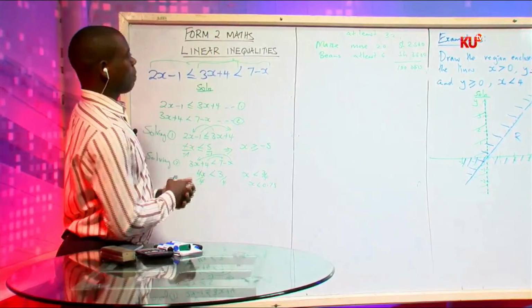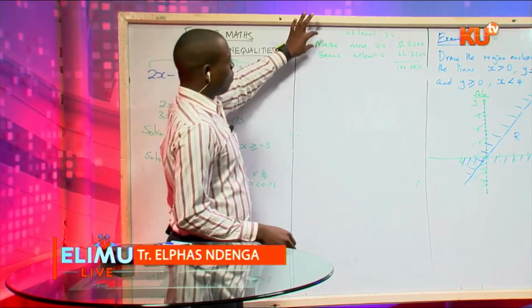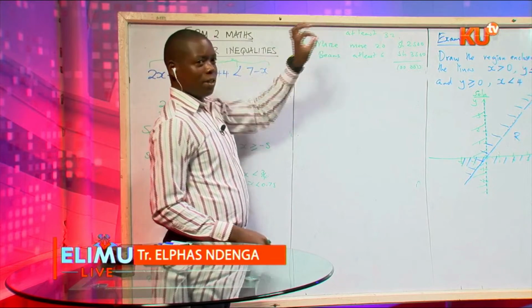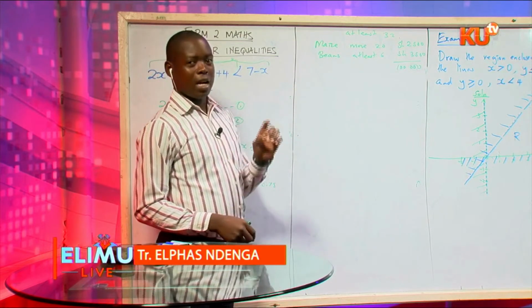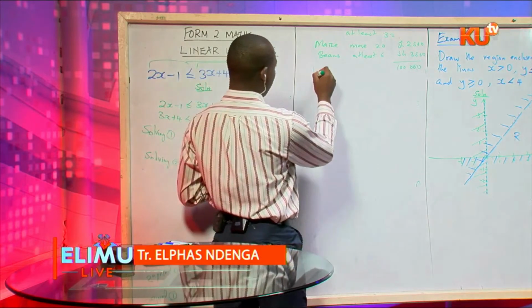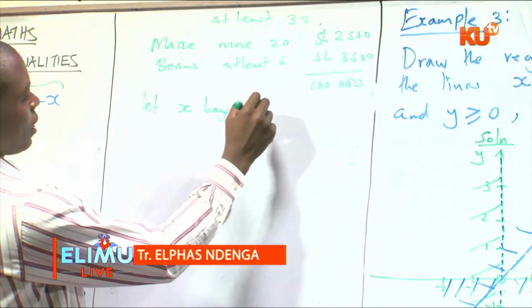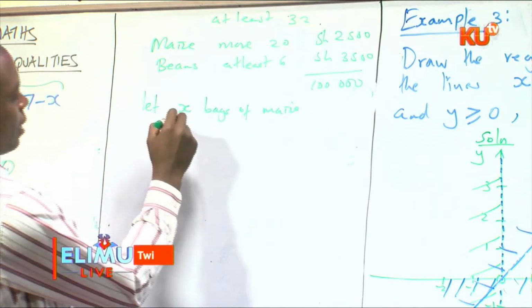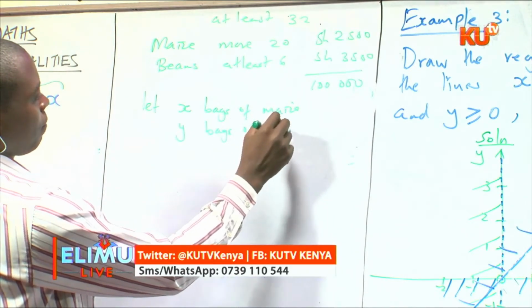So how do we work it out? A school is buying 2 products here. We have maize and beans. We are not sure what are the bags of maize that were bought and what were the bags of beans that were bought. So let's have X bags of maize and let's have Y bags of beans.